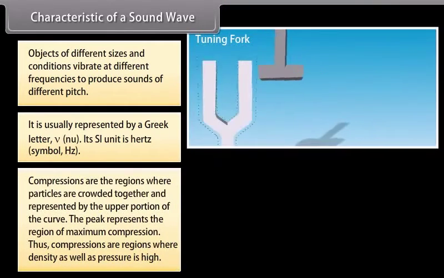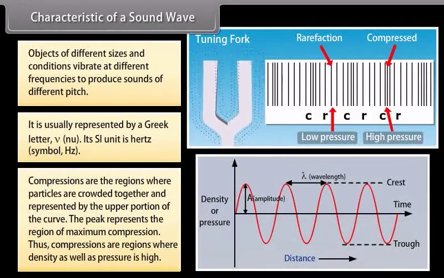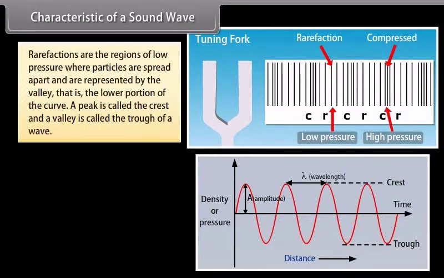We know that compressions are the regions where particles are crowded together and are represented by the upper portion of the curve. The peak represents the region of maximum compression. Thus, compressions are regions where density as well as pressure is high. Rarefactions are the regions of low pressure where particles are spread apart and are represented by the valley, that is, the lower portion of the curve.